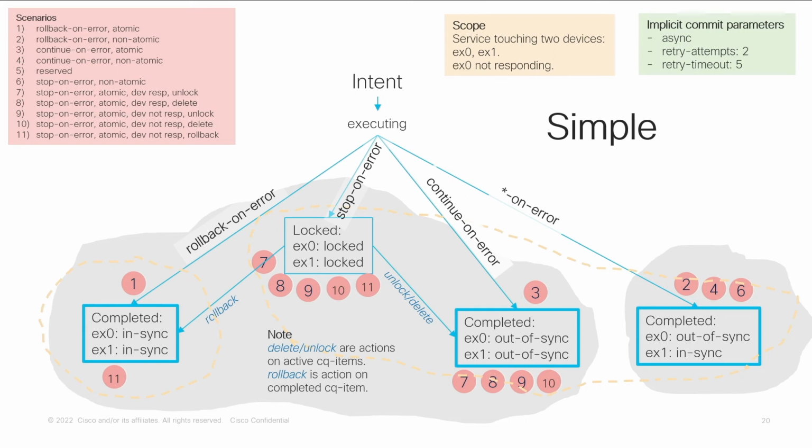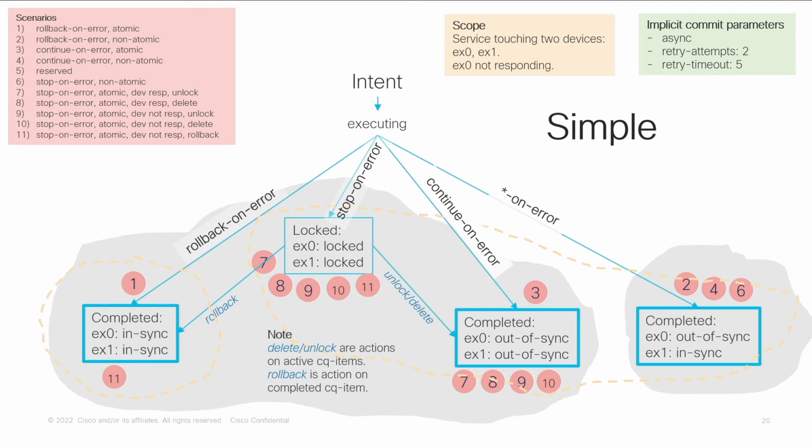Now I'm going to make a distinction between what I call simple services. Simple services are services that do not use reactive fastmap or is a nano service. And in this case, everything is, I would say, working just as expected. Depending on how you set the flags, you will either end up in this state, or this state.